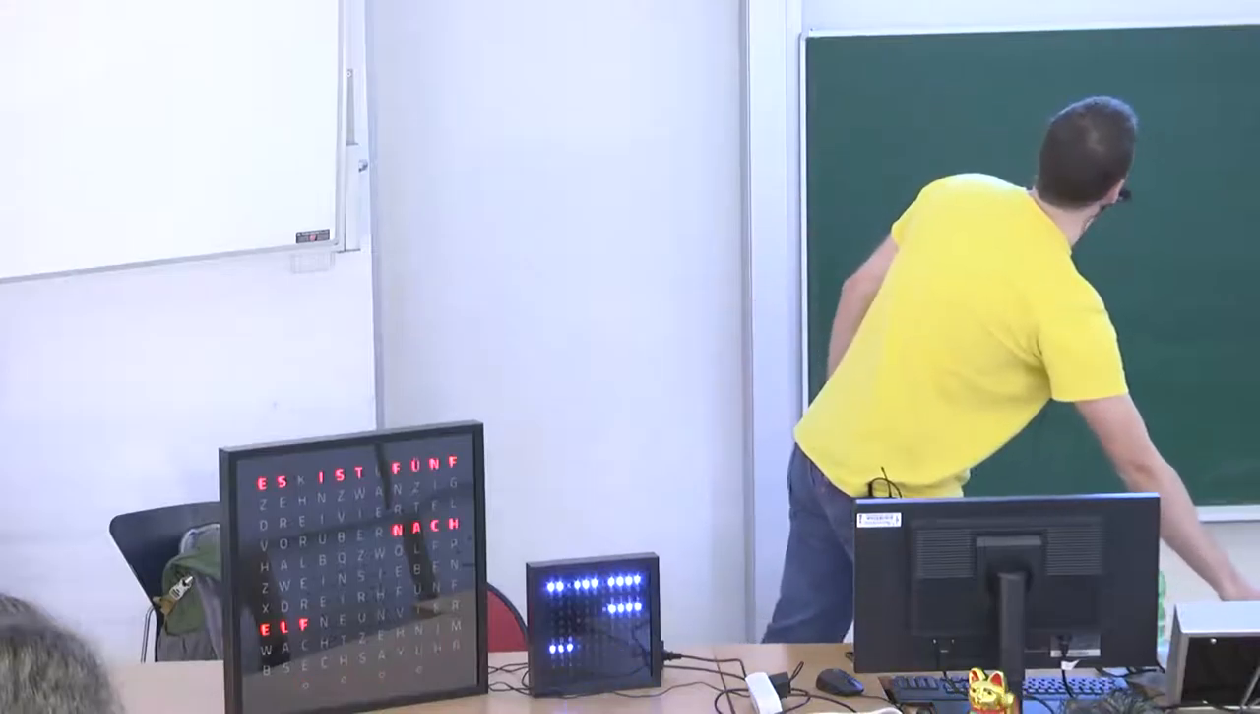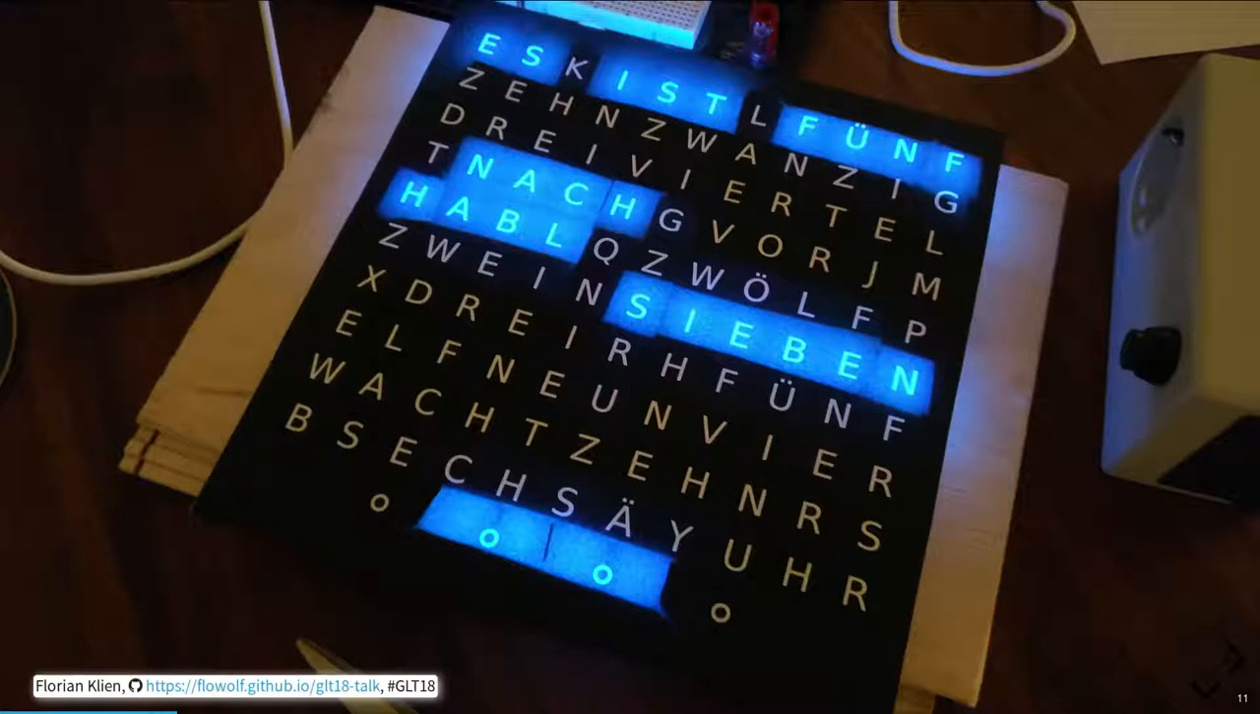So this is now the printout with the very first prototype backlight. So you can already tell the time. Es ist 5:30, or halb 7 in this typo version.